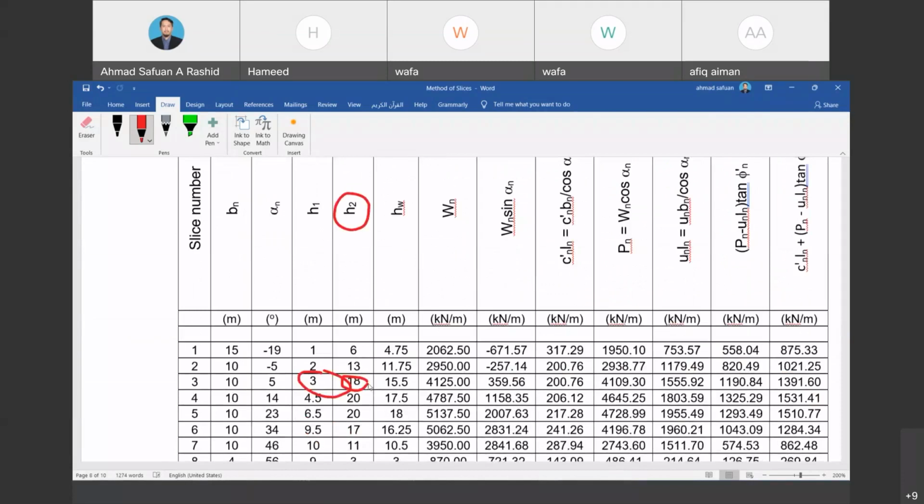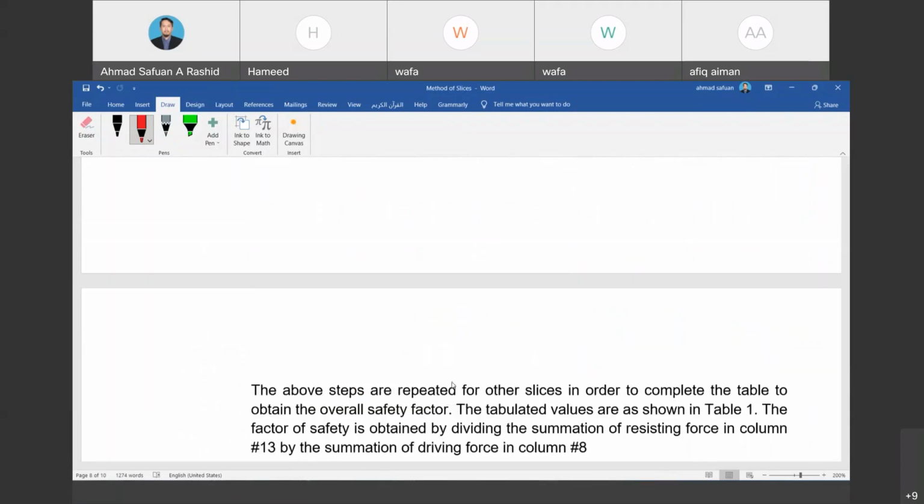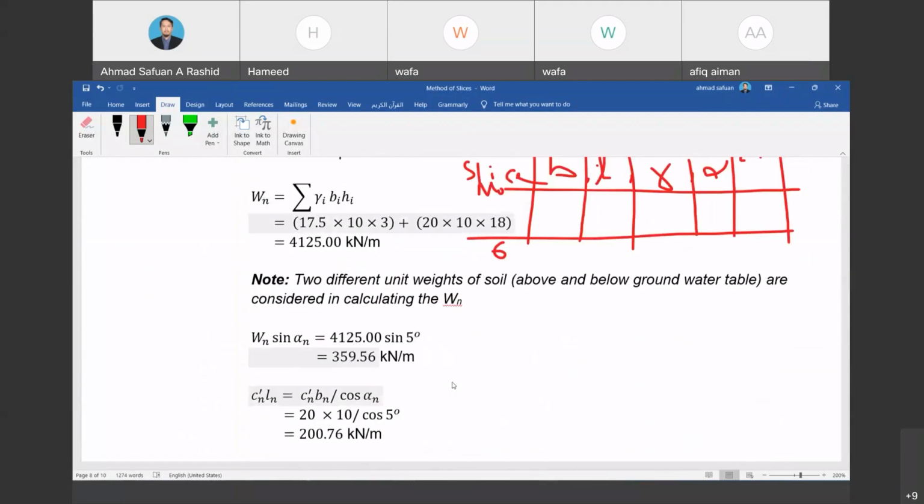If we refer to the water table, the height should be 18. However, when Dr. Kamarin used the flow net, the height has been reduced to 2.5. Then we have HW. Then start to calculate for the W.